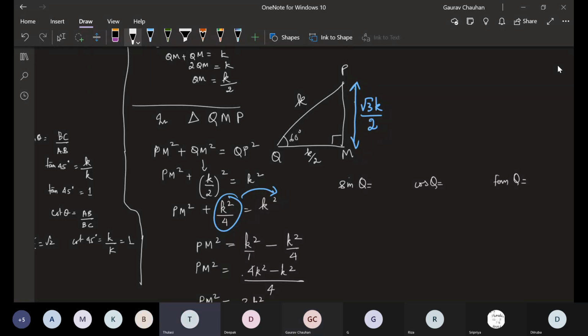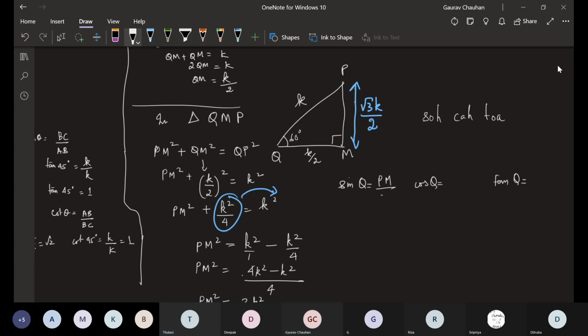Sir, yes. Tell me, Tulsi, sine Q, what will it be? Which side by which side? Sir, it will be opposite by adjacent. Then it is root 3k. First tell the side name, then we will substitute the value. Sir, PM by QM. Opposite by adjacent. Did you not write it? This is what happens when memorizing is not happening. So, sir, ka, toa. Sorry, sir.